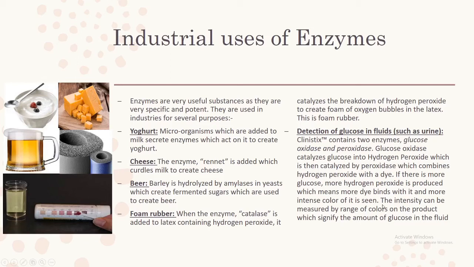Now this means that more hydrogen peroxide binds with the dye, which means the peroxidase catalyzes more reactions. Now if more dye binds with the hydrogen peroxide, it means that a more intense color is seen. The intensity can be measured by a range of colors on the product, which signify the amount of glucose in the fluid. Now this tells us how much glucose is present in the fluid. You can see in this picture, you can match.